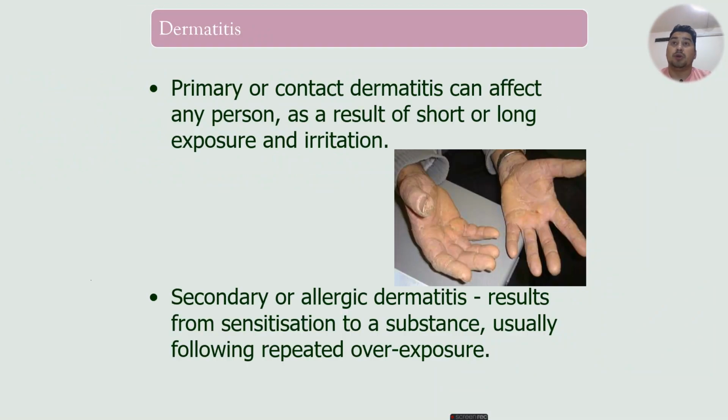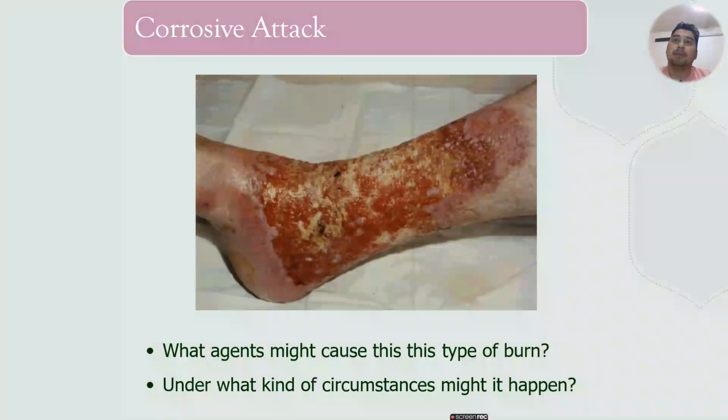Now, dermatitis, as you know, is related to skin disease. Primary or contact dermatitis can affect any person as a result of short or long exposure and irritation. Secondary or allergic dermatitis results from sensitization to a substance, usually following repeated overexposure. Whenever people come into contact with any hazardous substance, use chemicals daily, or come into contact with water, their skin will start to be affected and dermatitis issues will come up.